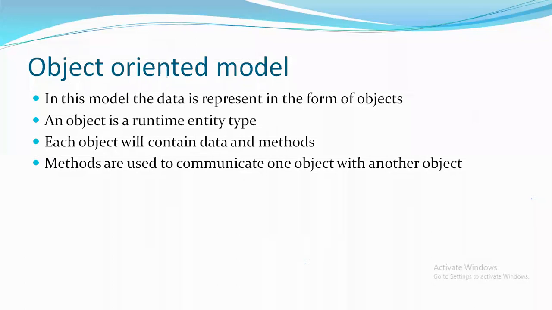Another is the relational model. In the relational model, the data is represented in the form of relations. Relations means tables, rows, and columns. Each row is technically called a tuple. Each column is technically called an attribute. The number of rows is called the cardinality. The number of columns is called the degree. The pool of values is called a domain. These are the technical terms that are used.